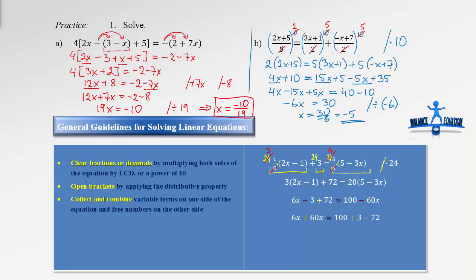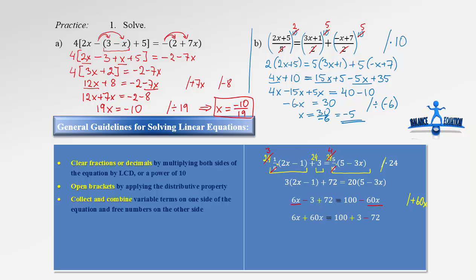Okay, next step would be to collect and combine variable terms on one side of the equation, usually left, but not necessarily, and free numbers on the other side. Just separate the like terms. So the 6x should go with 60x. Formally, if we want to move the 60x to the left, we are adding 60x to both sides. Practically though, the -60x, since it travels over this equal sign to the other side, becomes positive.